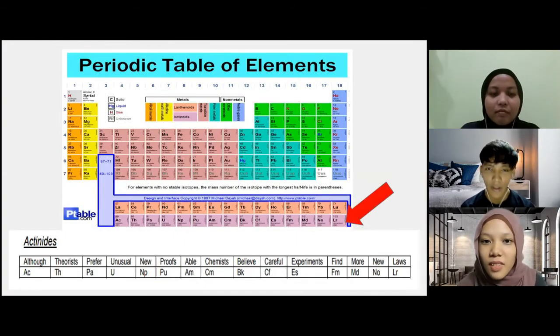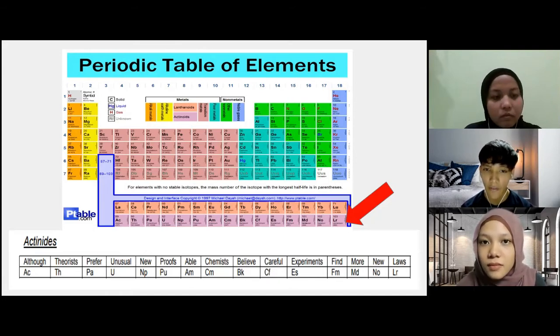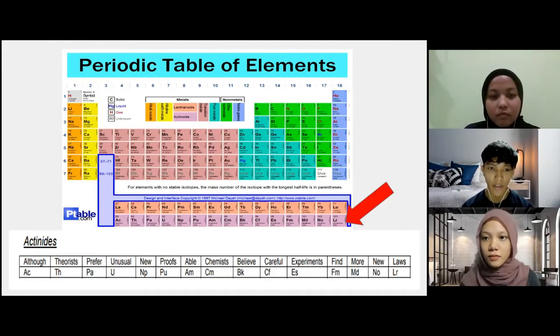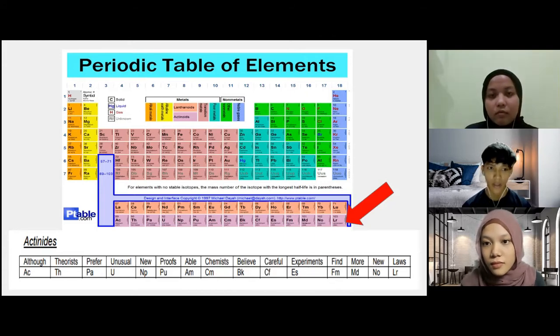So this is the periodic table of elements. As you can see, we have 15 actinoid elements altogether in the F block of the periodic table. At the bottom of the slide, you can see the 15 elements of the actinoids. You can use your own acronyms to memorize all the elements.